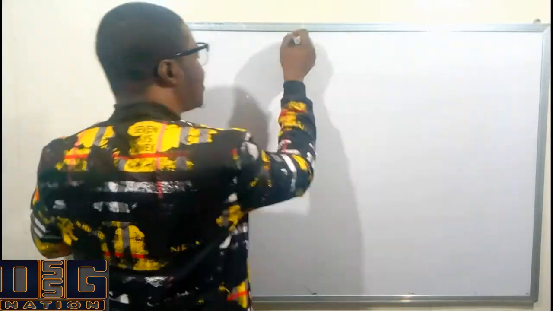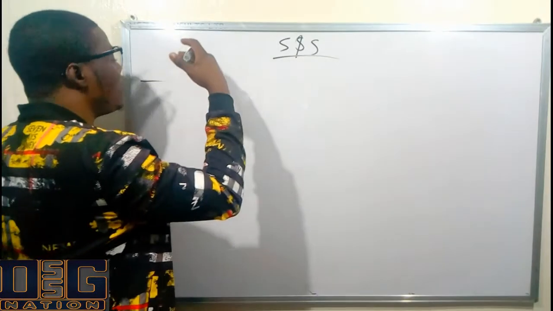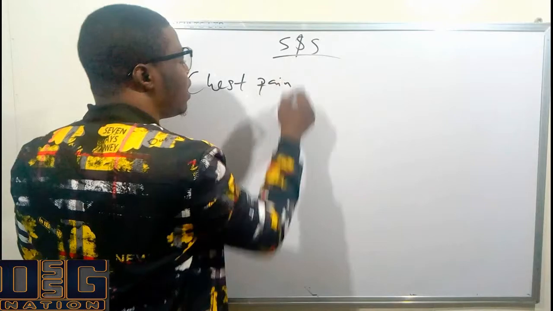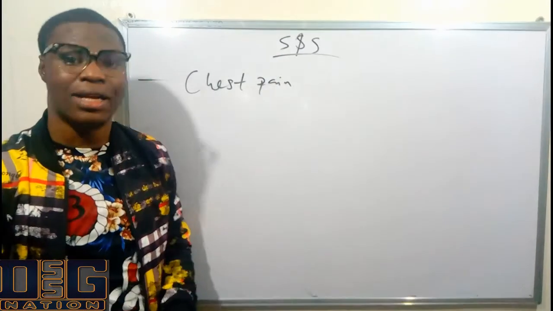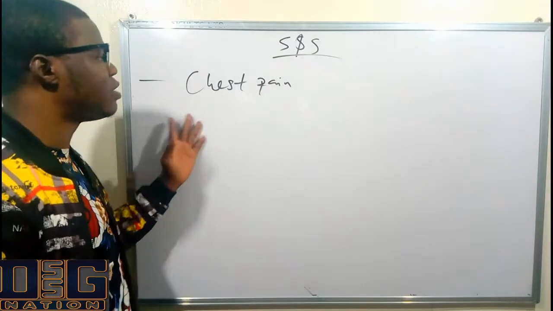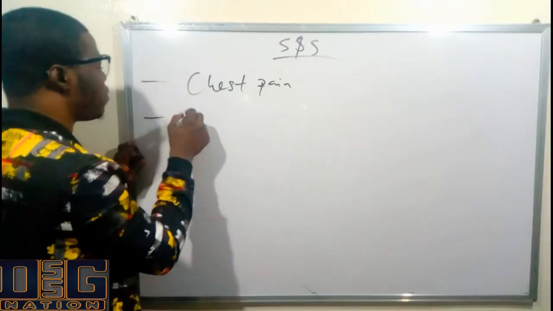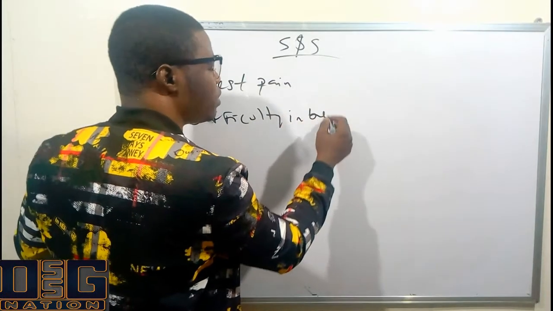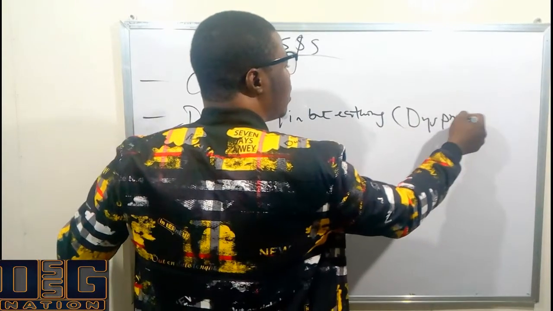Now, what are the signs and symptoms of myocardial infarction? One of the signs and symptoms is chest pain. And tracing our pathophysiology, we realize that there is going to be chest pain. Why? Because deprivation of oxygen is going to lead to the production of lactic acid, and that's going to result in the pain. And then the chest pain can also cause difficulty in breathing, which is what? Dyspnea. Difficulty in breathing, that is dyspnea.